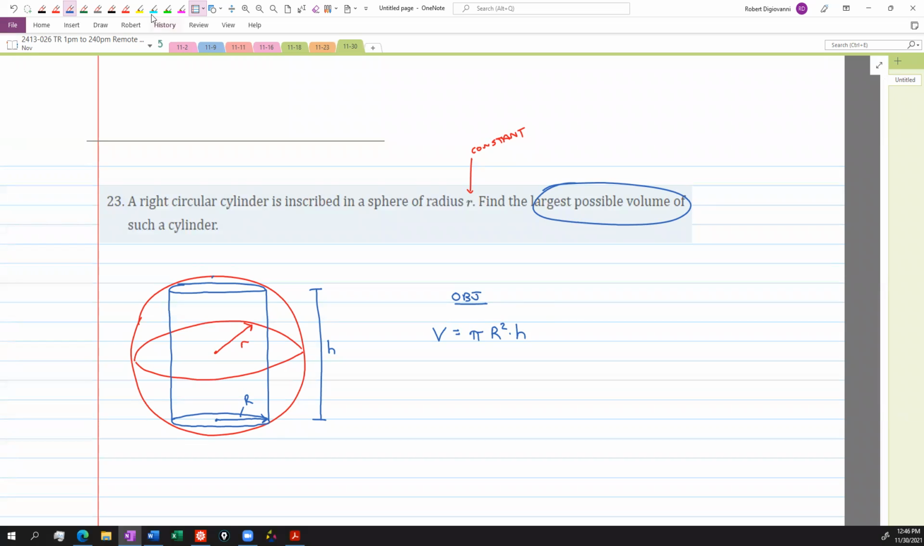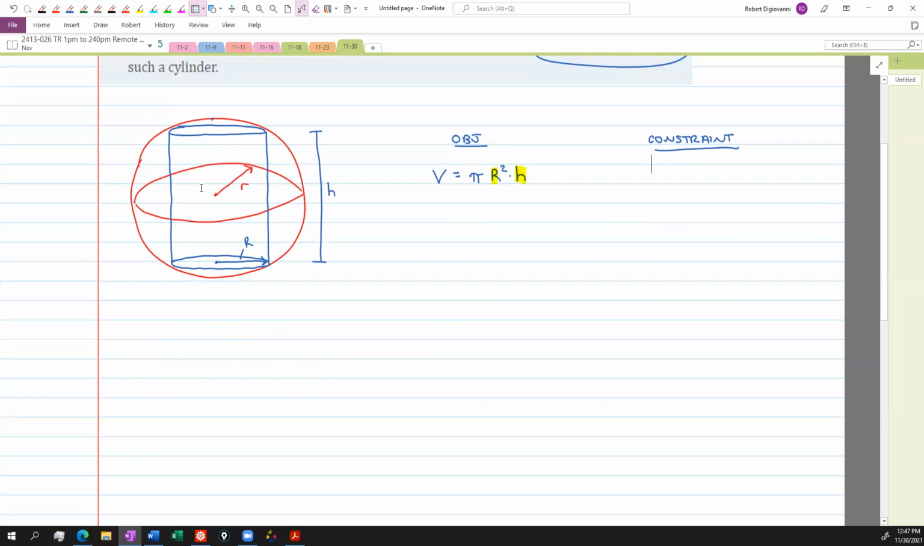We have two variables in there, R and H. We need it to be a single variable. So now we talk about the constraint. And to figure out the constraint, we're going to need to do some stuff we did in the past, which was to cut this in half and take a look at a cross section.